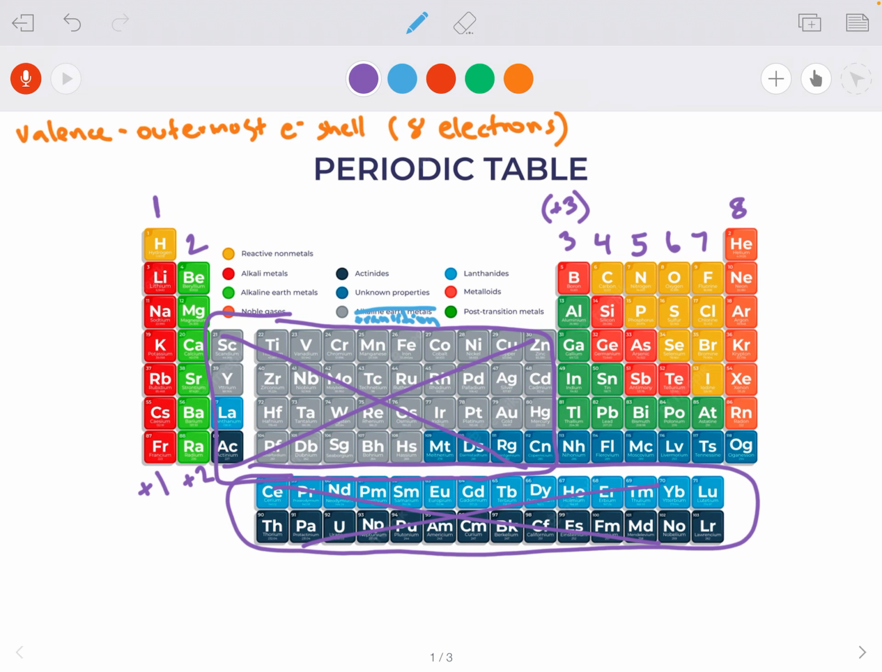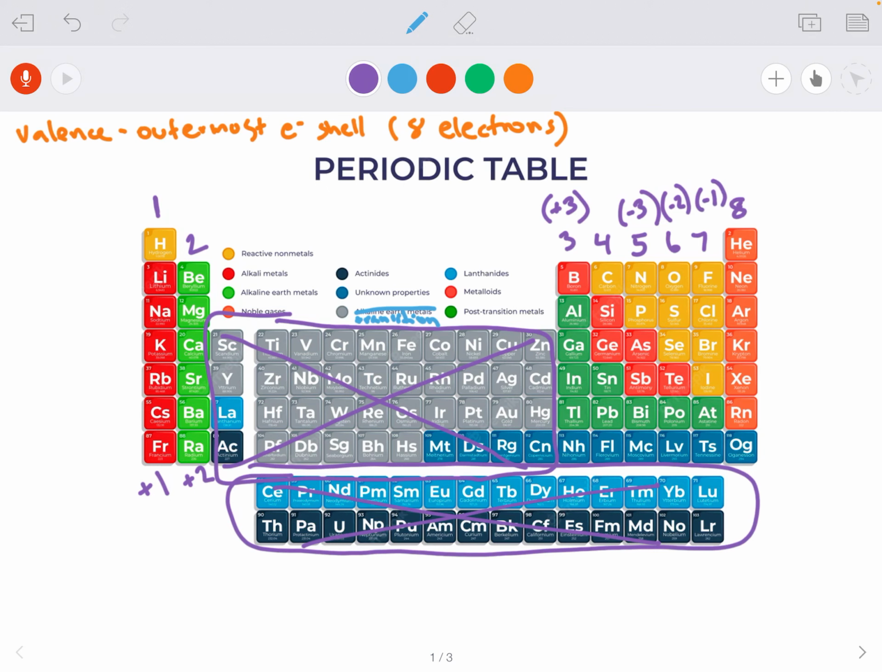Because they have 5 electrons in the valence shell, it's easier for them to gain 3 electrons than it is for them to lose 5 electrons. So because of that, they'll take on 3 electrons and they'll get a -3 charge. Now this column, because it has 6, it'll gain 2 to get a -2. And column 7 will gain 1 and get a -1 charge.